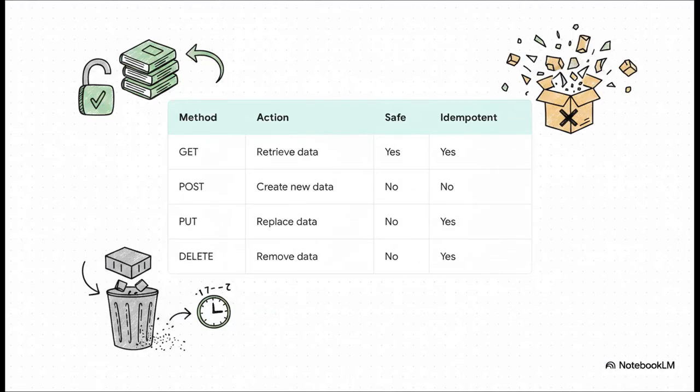And this table, this right here is the contract we've been talking about. Each method has a very specific meaning, a promise. A GET promises it won't change a thing. A PUT or a DELETE promises that if you send it twice or 100 times, the result will be exactly the same as sending it just once. You have to follow these rules, guys. It's what makes the whole web predictable.